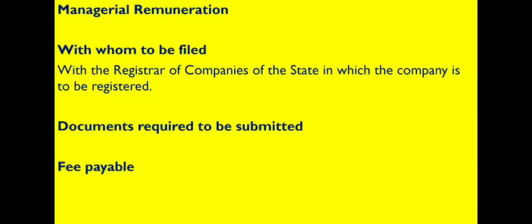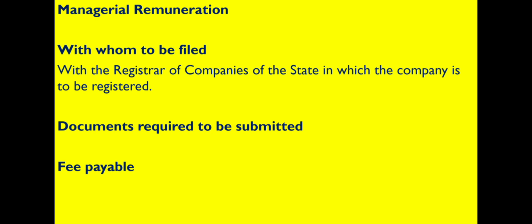Last point, the agreements, if any, which the company proposes to enter into with any individual for appointment as managing or full-time director or manager are also to be filed. Fee payable: cash, bank draft, pay order or treasury challan should be drawn in the name of the ROC of the state in which the company is proposed to be registered, as per Schedule 10.